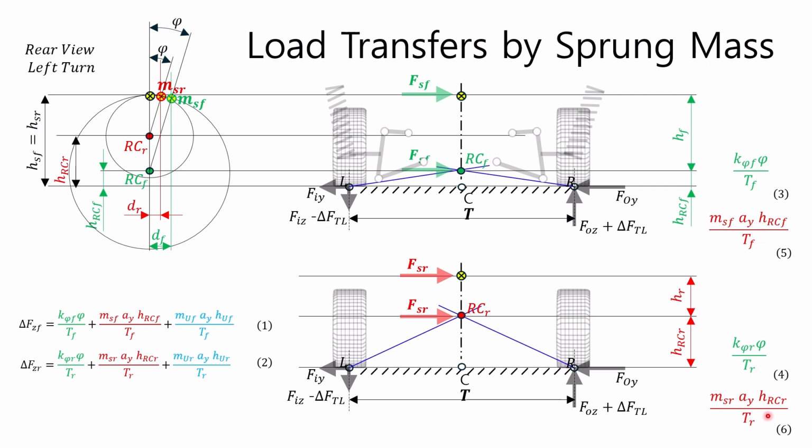Therefore, it is true that when a vehicle rolls, the load transfer increases slightly because the center of the sprung mass shifts outward. However, the contribution of the shift of the center of sprung mass is so small, less than 3% of the total load transfer, that this alone cannot explain the handling characteristics.